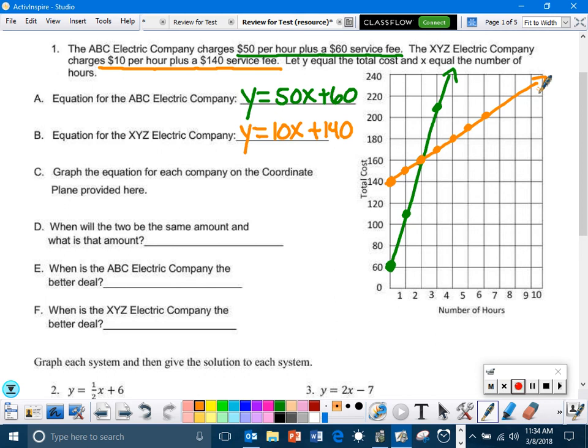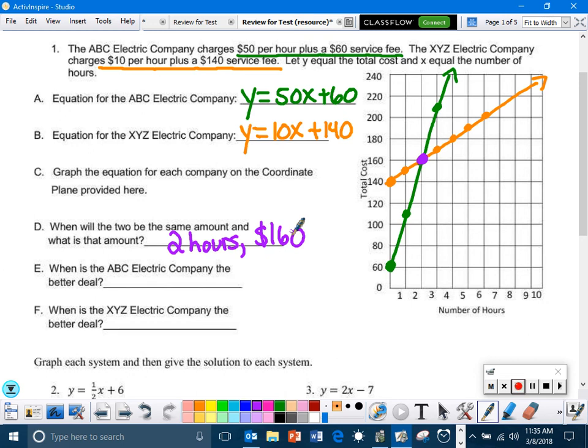Okay, so now we want to see where they cross each other. So when will the two be the same amount, and what is that amount? Okay, well that would be right here at 2 hours and $160. So if you had something that would take 2 hours for them to fix, it would be the same price for both companies at $160.